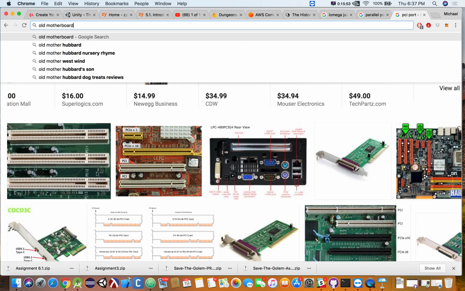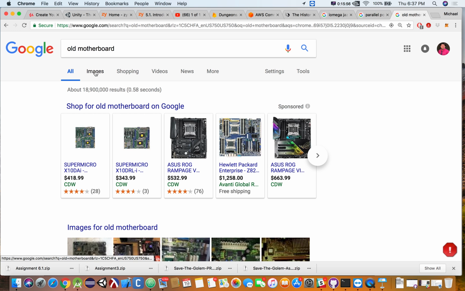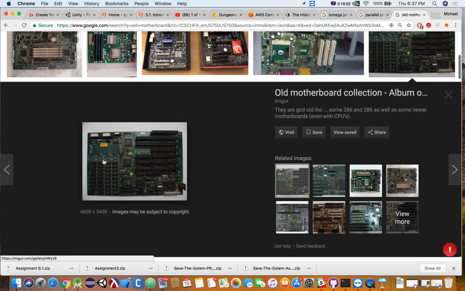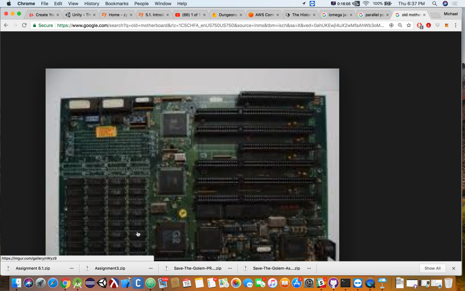Old motherboard. There we go. What are these guys? This is a motherboard that has 0 PCI ports on it. This is before PCI. These are called ISA ports. So our early computers had these kinds of ports on them. Slower. More just history stuff, not that important for what we're talking about today.